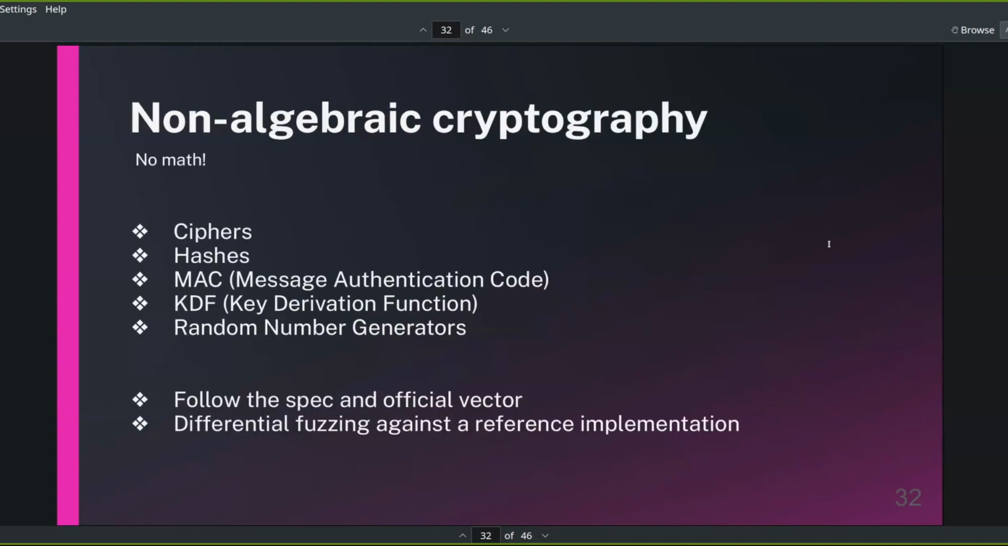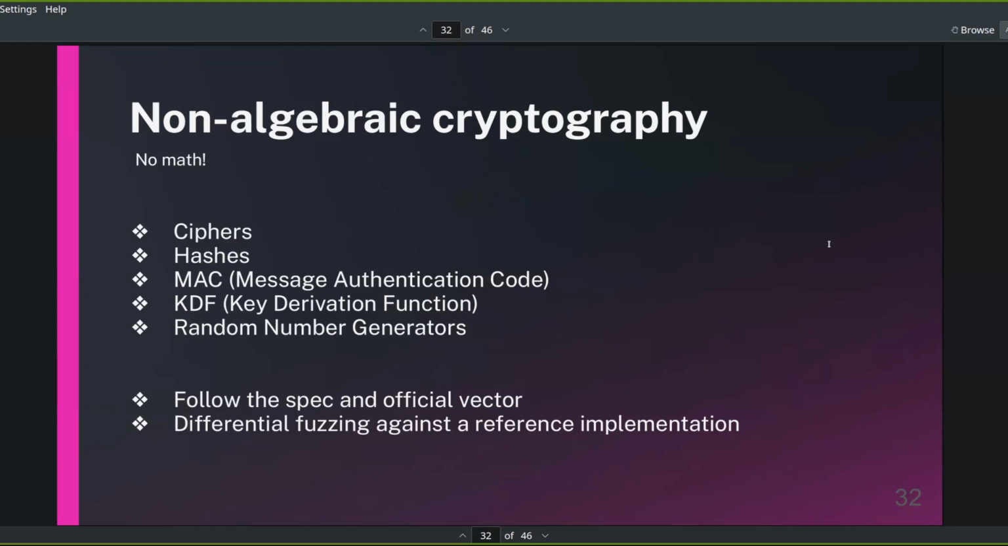I've separated implementation into two kinds of cryptography, the non-algebraic one. The non-algebraic one has no mathematics. So it's everything that is ciphers, hashes, message authentication code, key derivation function, random number generators. You have an official spec coming from NIST or from the IETF, and you have official test vectors, follow them, and use differential fuzzing or testing against a reference implementation. So things like OpenSSL, libsodium, and other things.